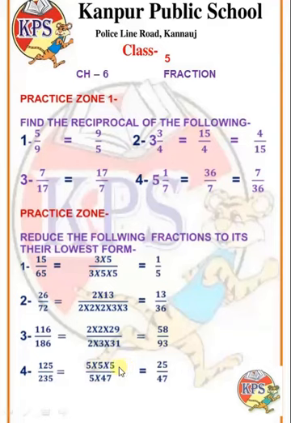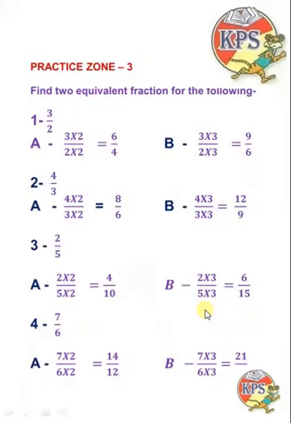Now the left number are 5 into 5 is equal to 25 and 47 is left here. So this is the explanation of practice zone first and second, and this is practice zone third. I'm going to explain here. The question is find two equivalent fractions for the following. So equivalent fraction, I have told you in class 4.